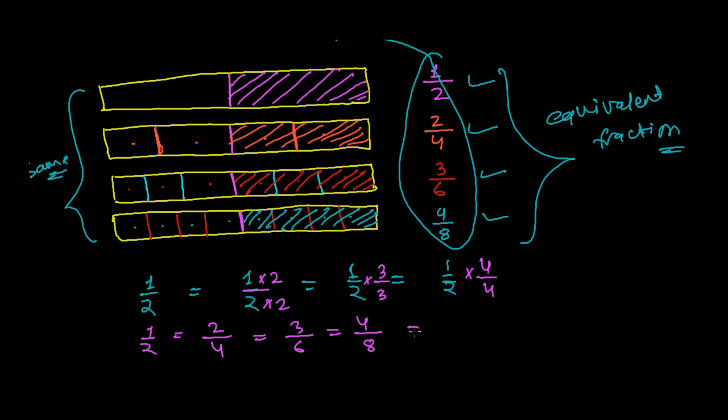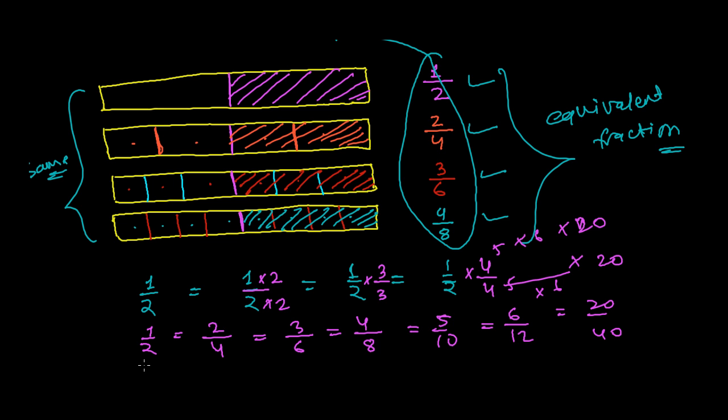And even more, if you go on, then it will be 5 by 10. If I multiply next time by 5 here, 5 and 5, I'll get 5 by 10. Next time if I multiply by 6 here also and 6 here also, then I'll get 6 over 12. And so on. If I multiply here by, let's say, 20, then I'll get 20, and in the denominator also I have to multiply by 20, so I'll get 20, so it will be 40.